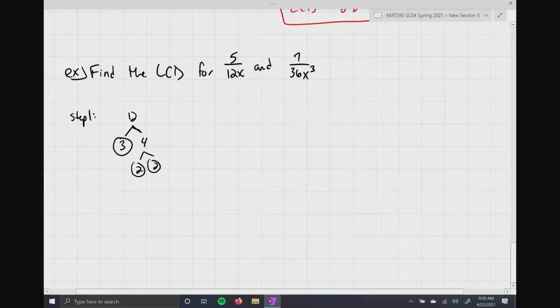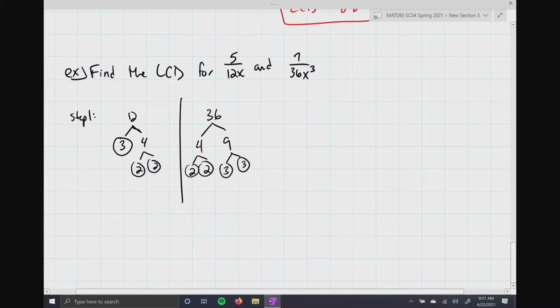Next number, 36. Two numbers that multiply to get 36: 4 and 9. 4 breaks down into 2 times 2. They're prime. 9 breaks down into 3 times 3. Okay? Now, I do have an x and I do have an x to the third. We'll worry about them in a second.